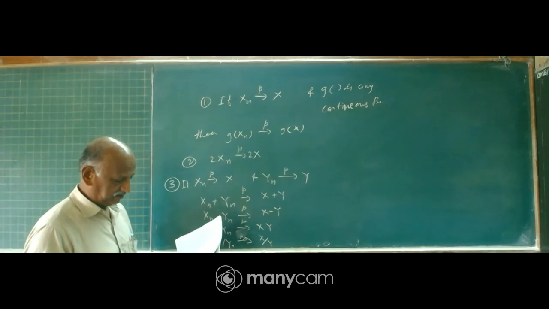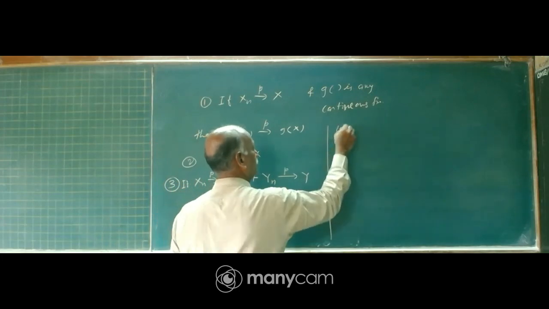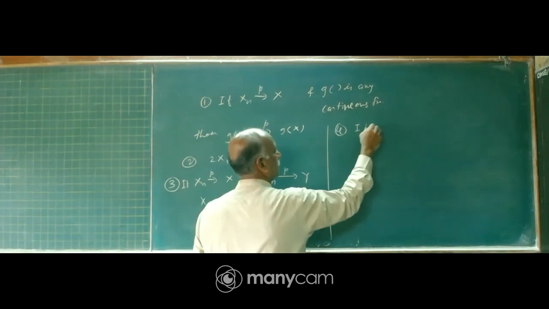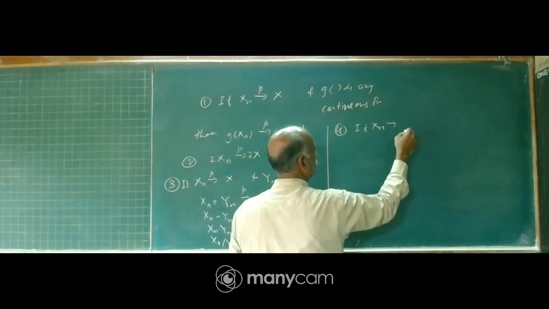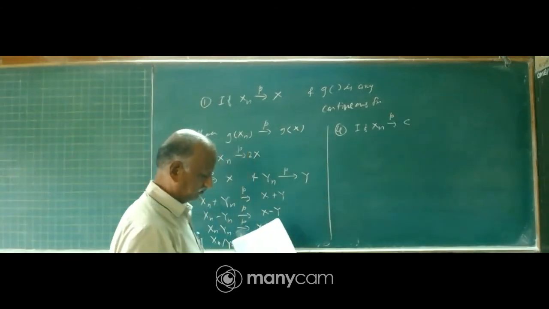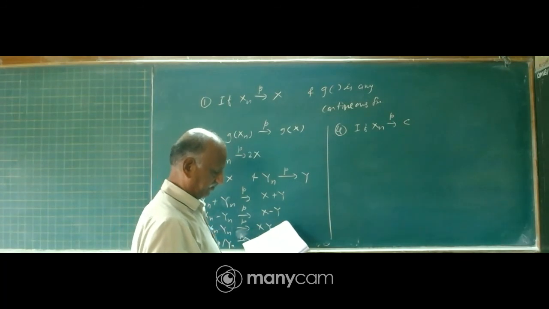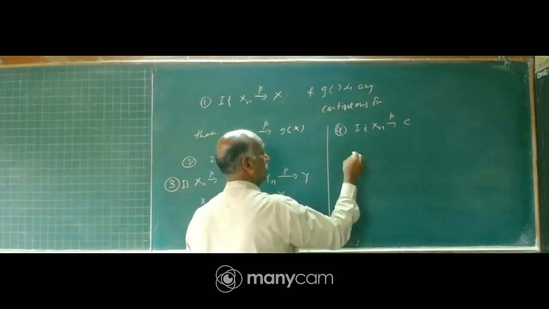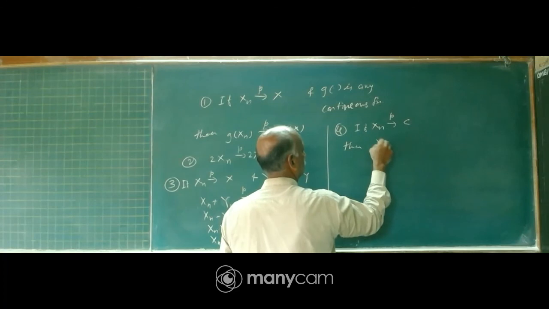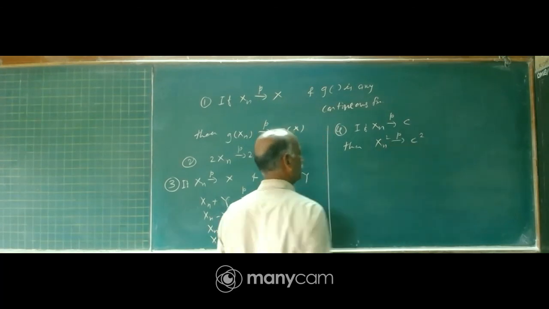Another theorem, number 3: if Xn converges to c in probability, where c is any constant, then Xn square converges to c square in probability.